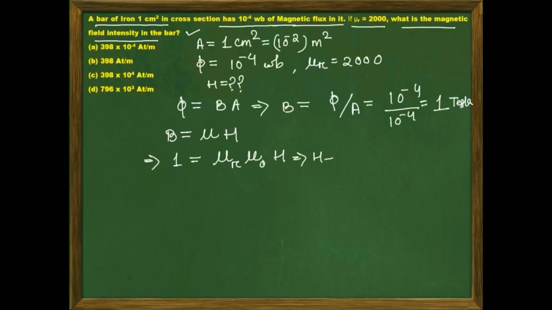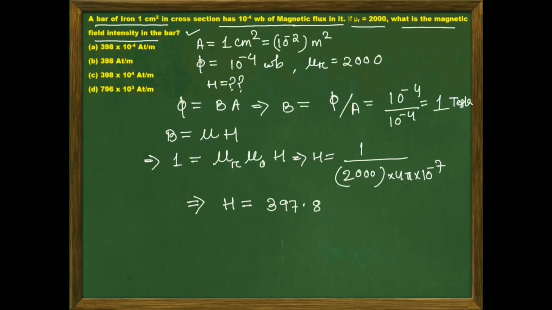Now H equals 1 divided by mu r, which is 2000, into mu naught, which is 4 pi into 10 to the power minus 7. From calculation we get H equal to 397.8 ampere turn per meter, which is approximated to 398 ampere turn per meter. So option B is the right answer.